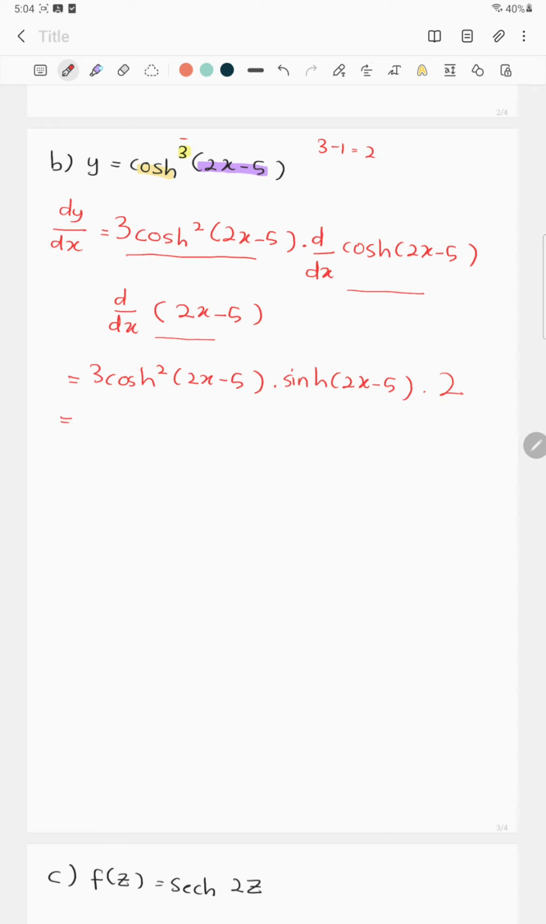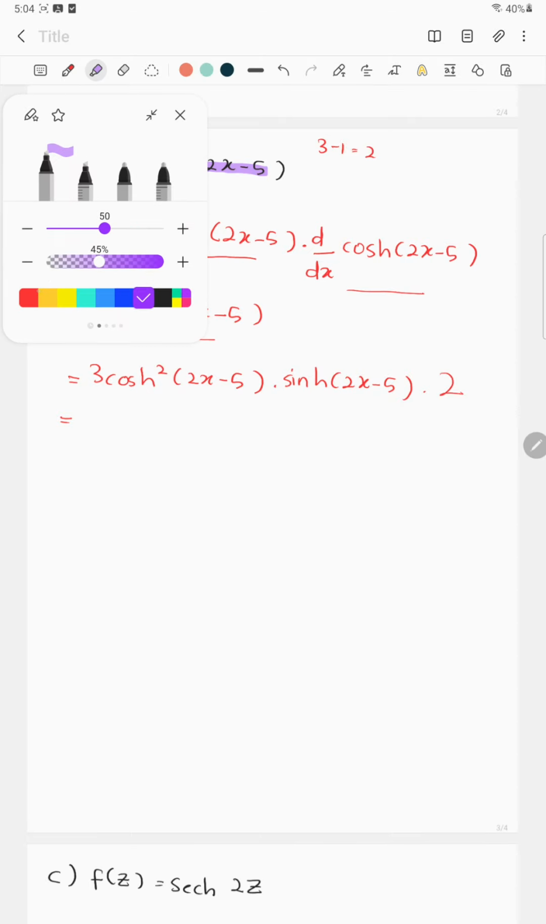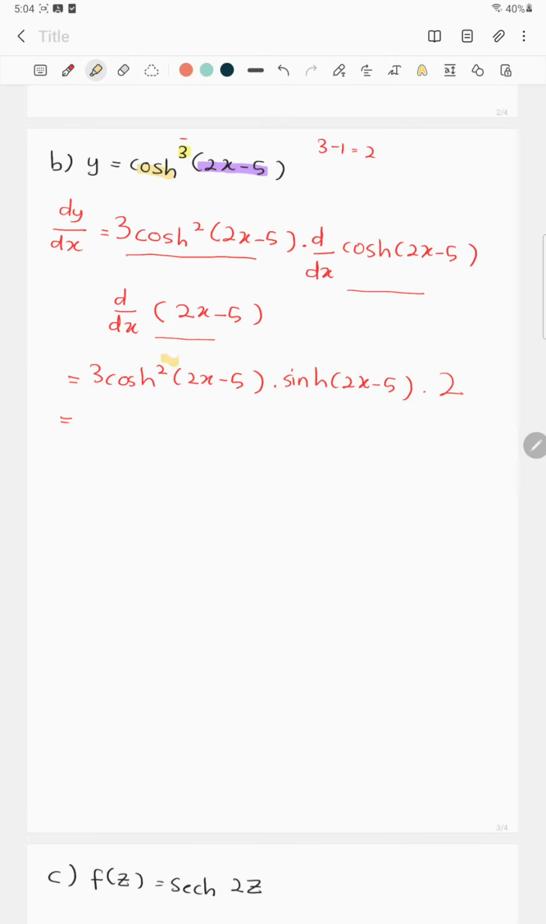3 times 2 will get 6. So 6 cosh squared. And then don't forget we have sinh here. So this is the answer.